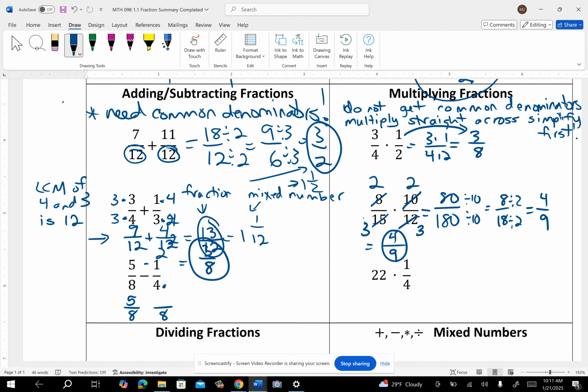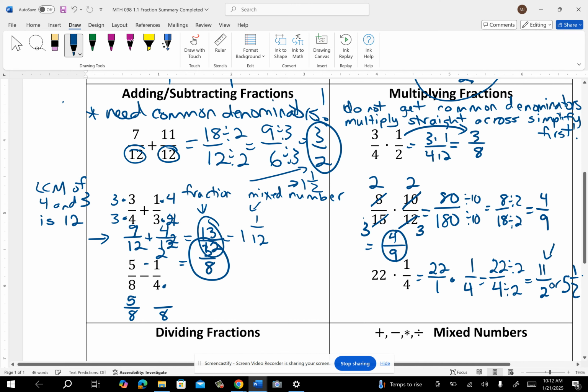All right, 22 times 1/4, what I'm going to think is that's really 22 over 1 times 1 over 4. And I could go ahead and multiply here. It's about the same, either way I think about it. But then I'd have to notice that both are divisible by 2. So I wind up with 11 on top, 2 on the bottom. And they might want it as a fraction. If they want it as a mixed number, then I would divide 2 into 11. Goes 5 with a remainder of 1. They'd probably want it as a fraction, but sometimes they ask for mixed numbers.